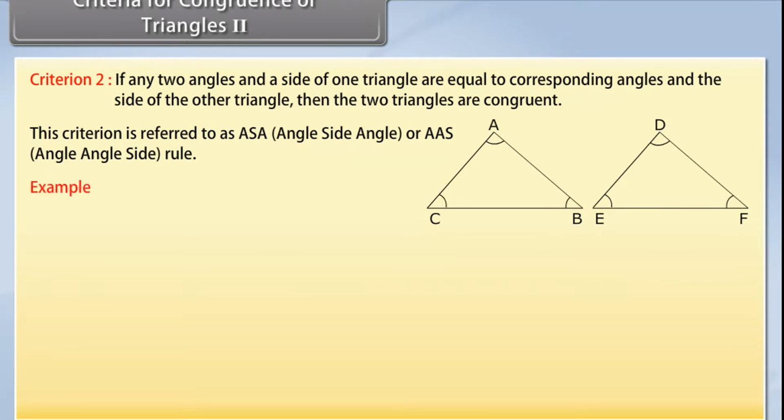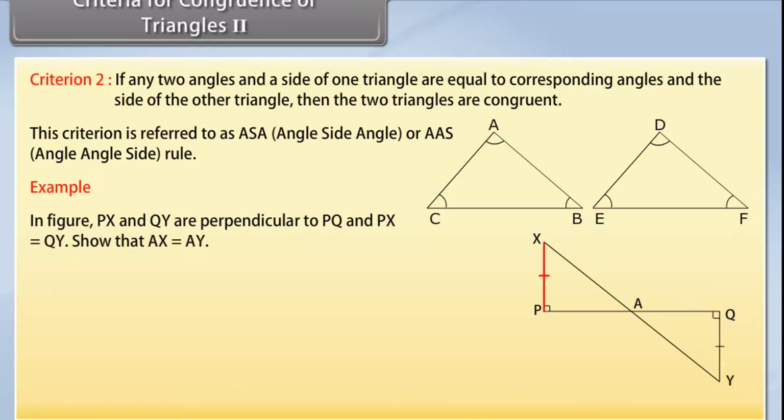Let's solve an example now. In figure, PX and QY are perpendicular to PQ and PX is equal to QY. Show that AX is equal to AY.